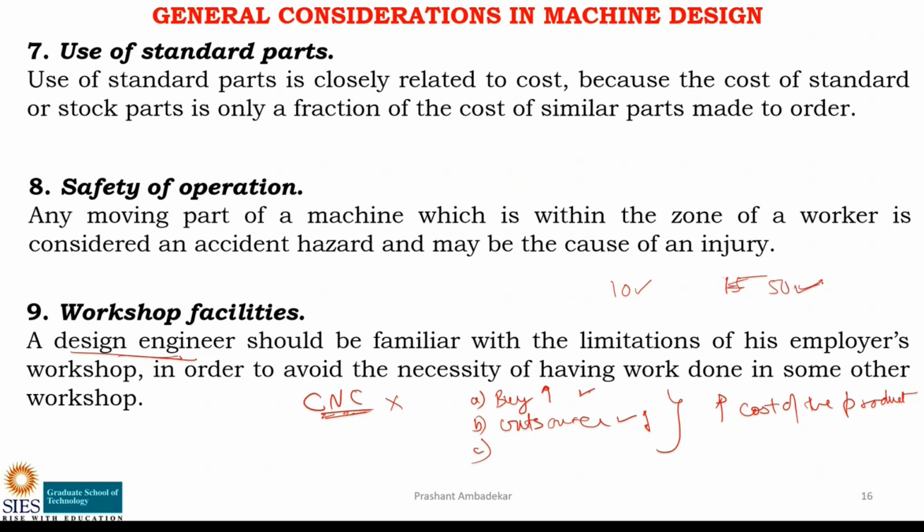And why are you selling it at 50 or 100 rupees? Because the cost of production is more. Why is your cost of production more? Because these things were not taken care of when the product was designed. So the workshop facility of the manufacturer has to be thought of. What are the machines available? What is the capacity? What is the limitation? In that sense, can the design be altered? Can the design be modified? That has to be taken care of by the design engineer.